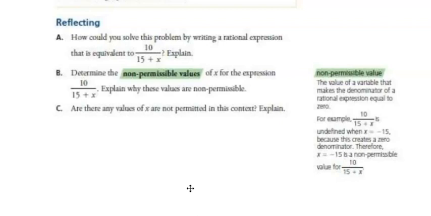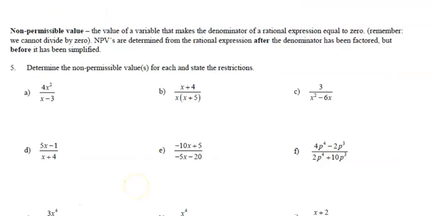If anything's highlighted in green, you're going to see in the margin, left or right, depends on the page you're on, the definition, right? So you can look over and say, all right, what is it? It's the value of a variable that makes the denominator of a rational expression equal to 0. For example, 10 over 15 plus x is undefined when x is negative 15, right? Because then you'd be trying to divide by 0. We can't do that. We can't divide by 0. So, let's go back here. Non-permissible value, the value of a variable that makes the denominator of a rational expression equal to 0. Remember, we cannot divide by 0.